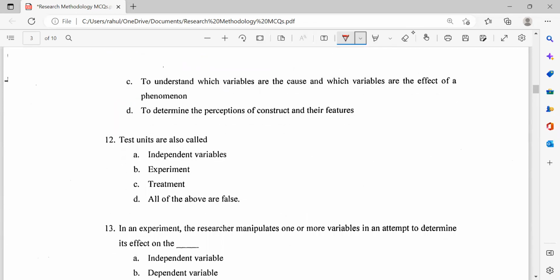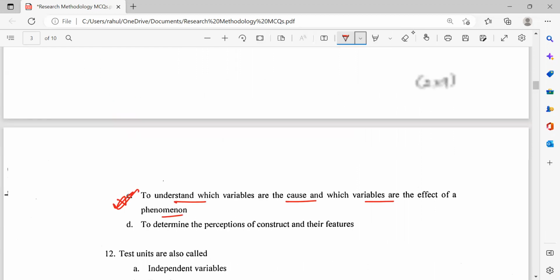C, to understand which variables are the cause and which variables are the effect of a phenomenon, 101%. It is not a part of descriptive research. And option D, to determine perception of construct and their features. So option C is here.